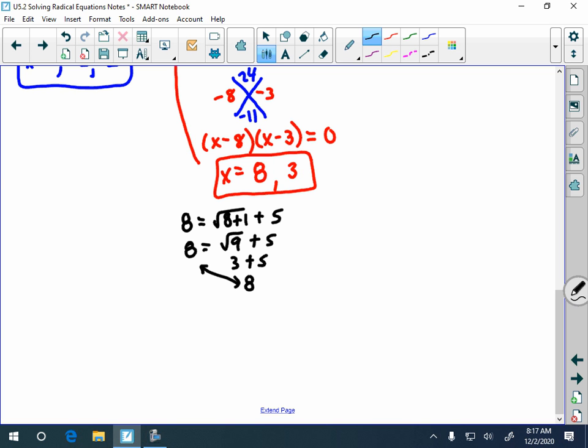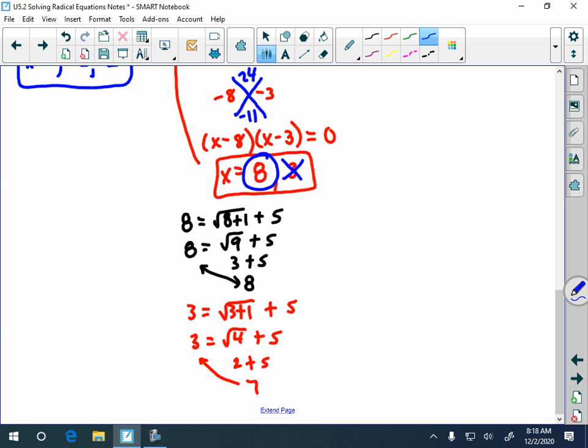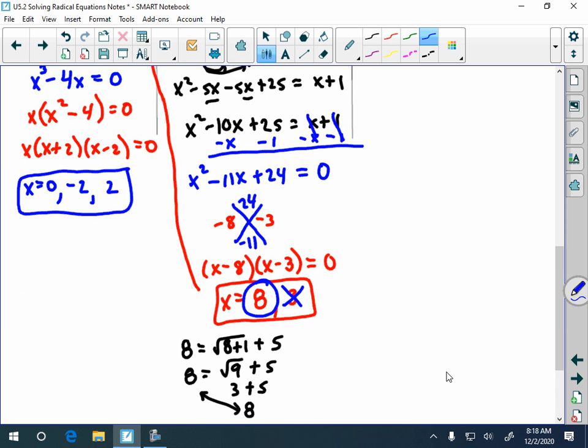So now I want to check to see does 3 work. So now I'll plug 3 in. 3 equals square root of 3 plus 1, plus 5. So 3 plus 1 is 4. Square root of 4 is 2. 2 plus 5 is 7. So you can see that 3 and 7 are not equal. So that means that 3 is not a solution. It's like an extraneous solution, excluded value kind of thing. So 8 is the only solution. So even though we found 2 solutions, only one of them actually is a solution. So you have to be careful with those.